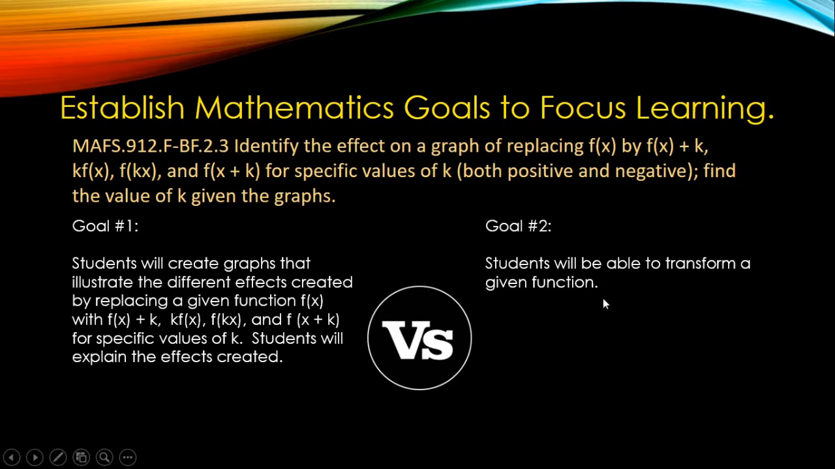Goal 2, on the other hand, is a performance goal. Its focus is on the procedural. And it's not clear under the second goal if students will have a conceptual understanding of transformations. When writing goals, we need to make sure we're addressing the rigor of the standard, but also the conceptual and the procedural components of mathematics learning.